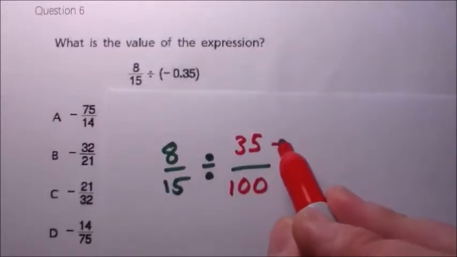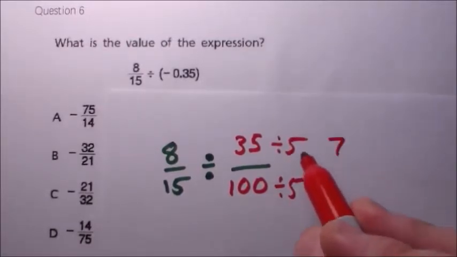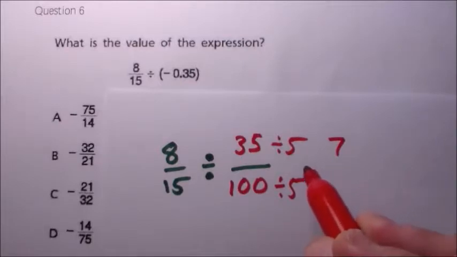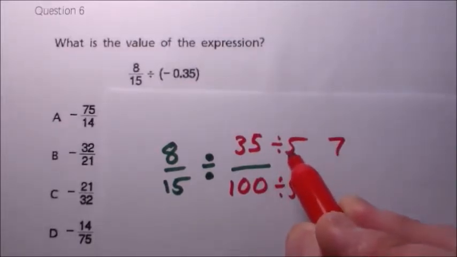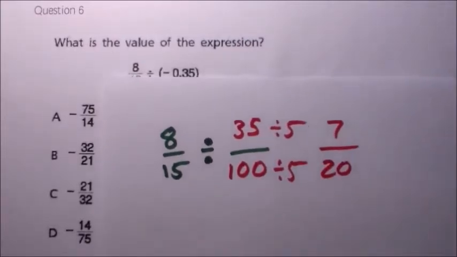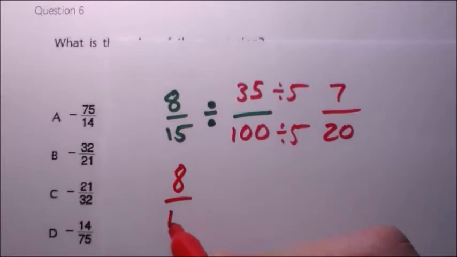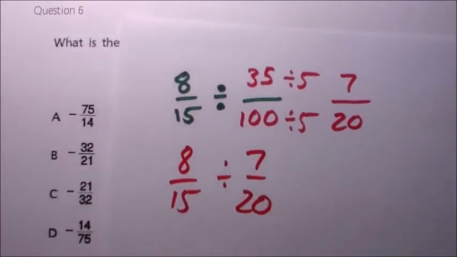And if we want to simplify, well, we know we can just divide by 5. I'm getting ahead of myself here. You get 35 divided by 5 is 7, and 100 divided by 5 is 20. So you have 8 over 15 divided by 7 over 20. And we're good to go.